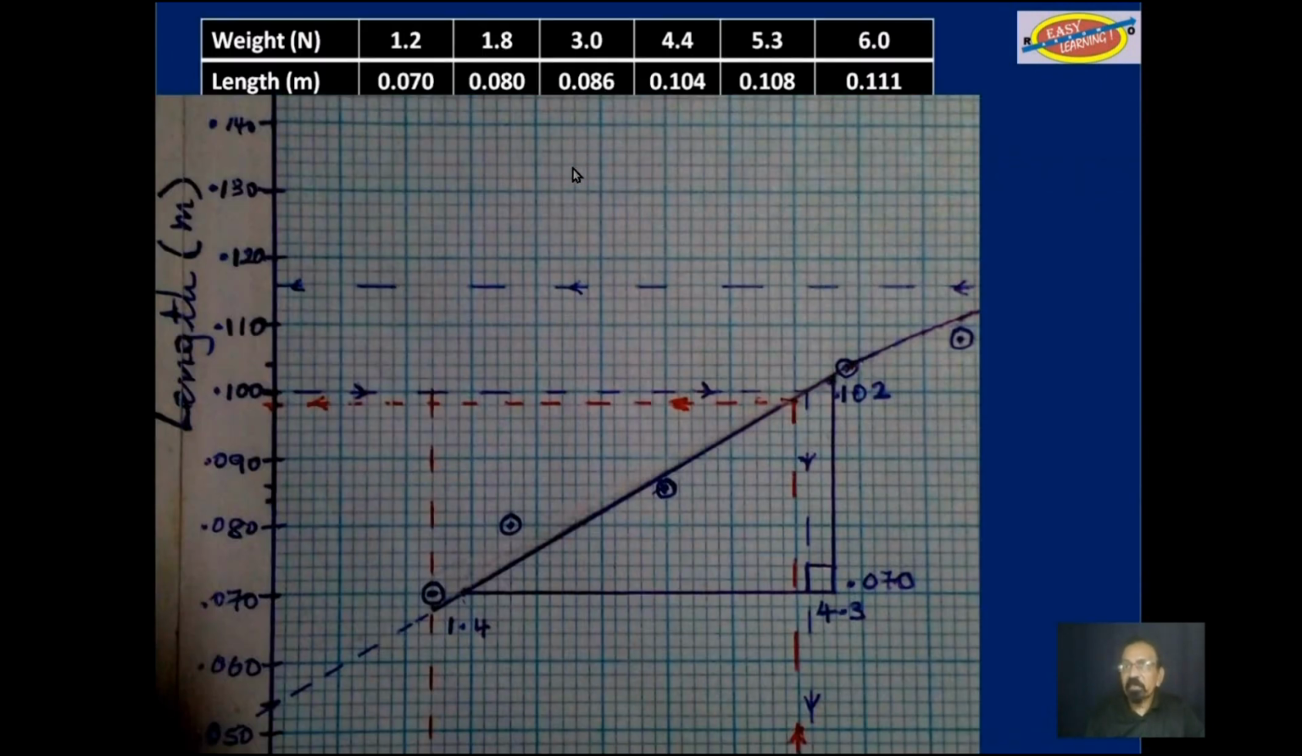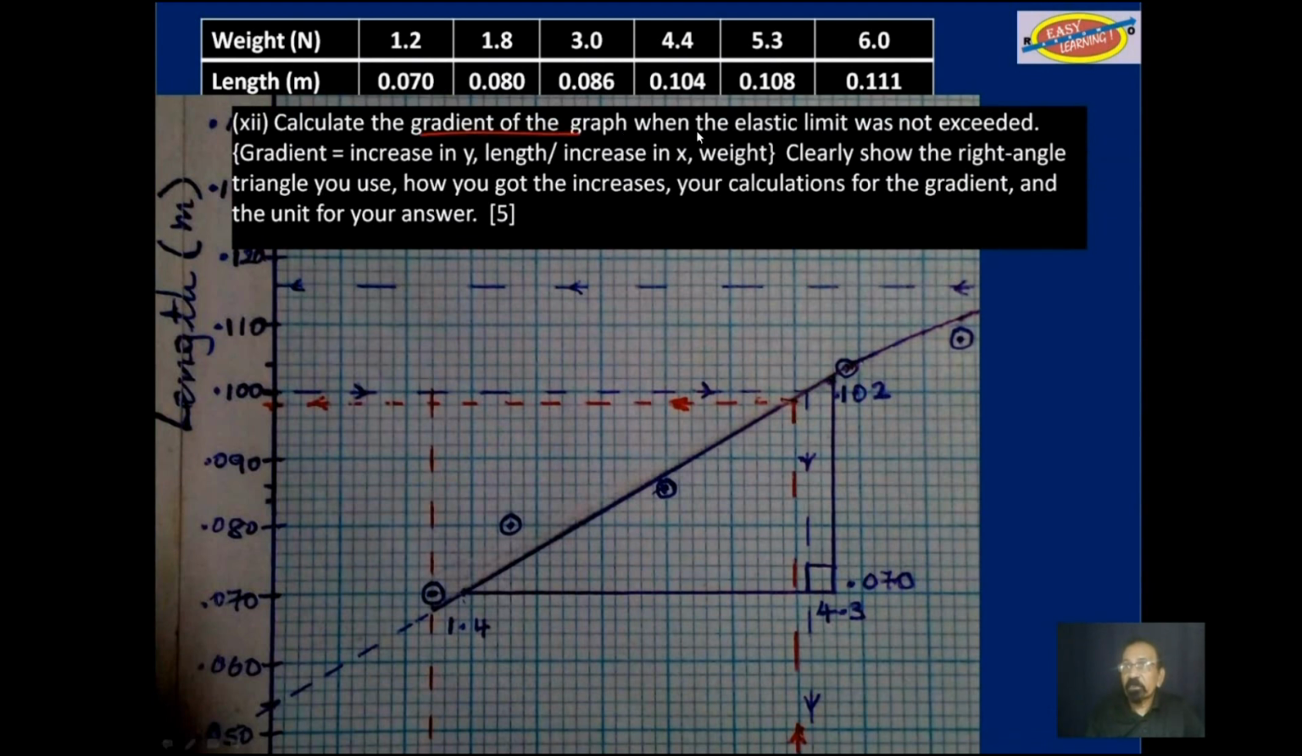Next part of the question says that you are to find the gradient of the straight line part of the graph where it has not exceeded the elastic limit. Now at this point here, the elastic limit has been exceeded. From here to here, we have a straight line graph, so the elastic limit has not been exceeded. So we need to find a gradient at this point. We choose two easy points to read, that one there and this one here. And as you can see, this point here is 1.4 and this point here is 4.3.